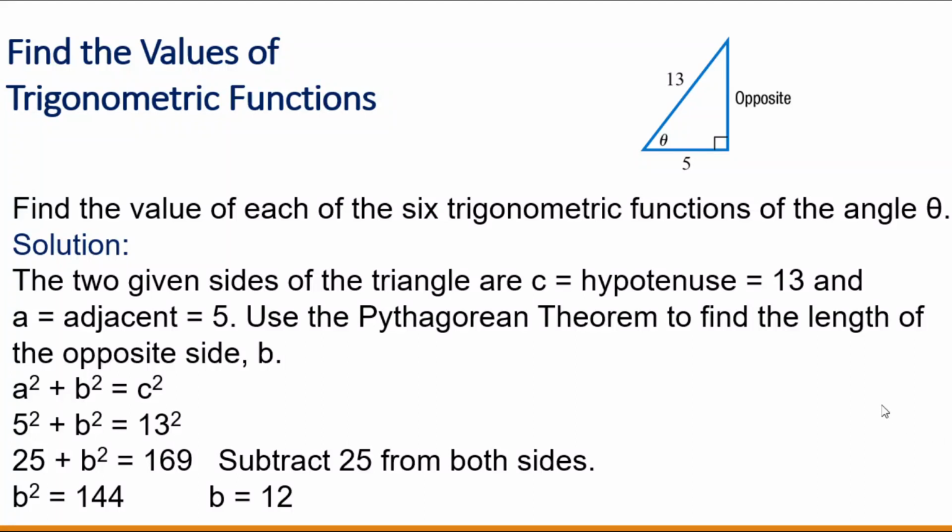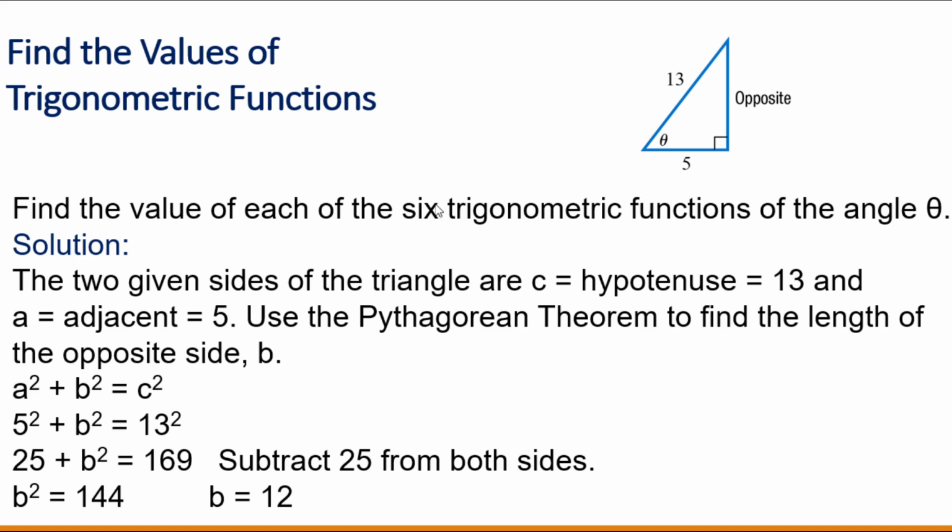Hello. For this problem, we are given a right triangle with angle theta and two of the sides. One side is 5 and the other side is 13. And that is the hypotenuse. It is the longest side of the triangle. The opposite side to angle theta we don't know. Our goal is to find the value of each of the 6 trigonometric functions of the angle theta.